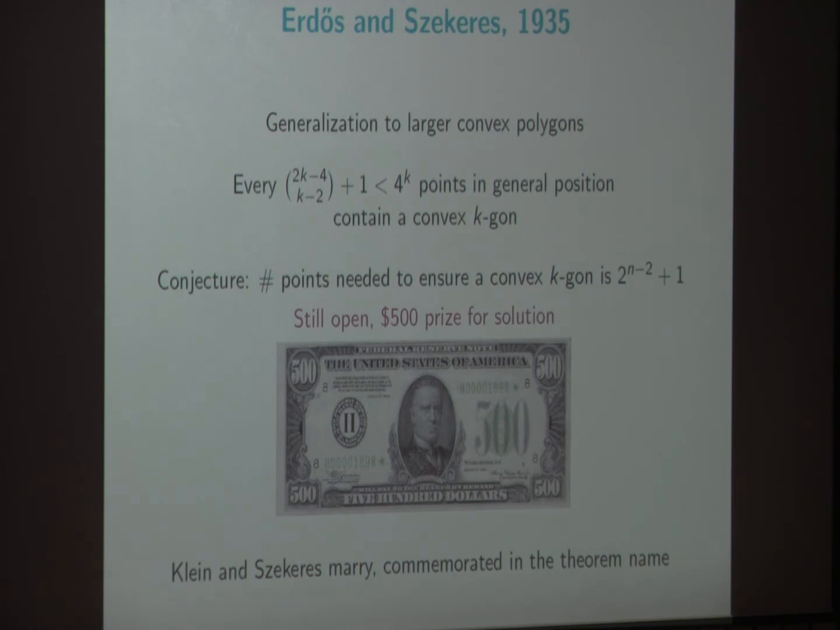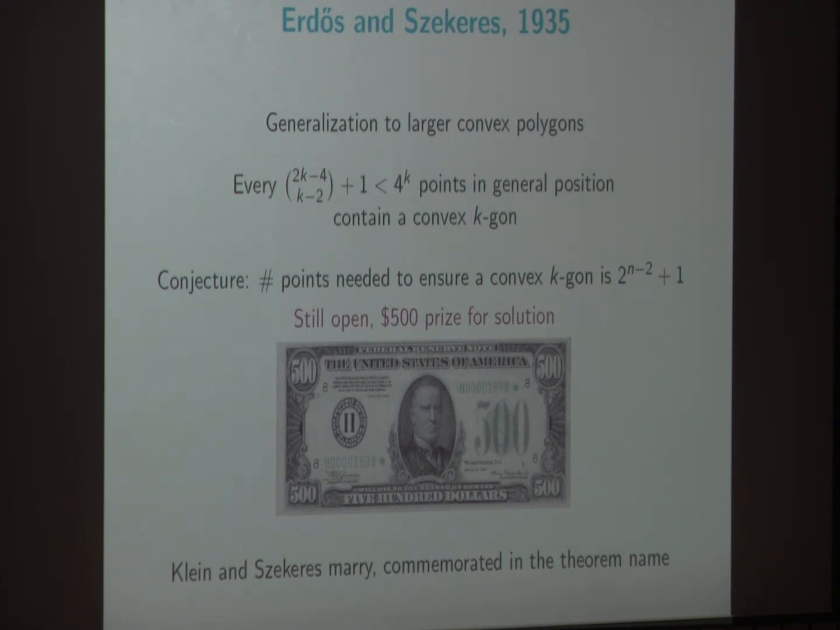One of those proofs, the n that you get is really large, but the other one is only 4 to the k. So they proved that every 4 to the k points, or actually this slightly more complicated formula involving binomial coefficients, if you have that many points in general position, you have a convex k-gon. So if you have 256 points in the plane, you get a convex quadrilateral, where Klein had only proved it for 5. But it generalizes.